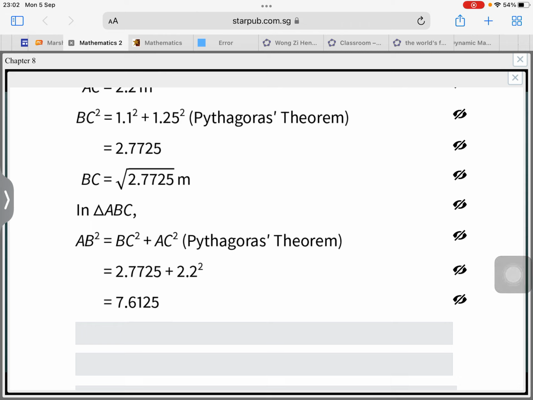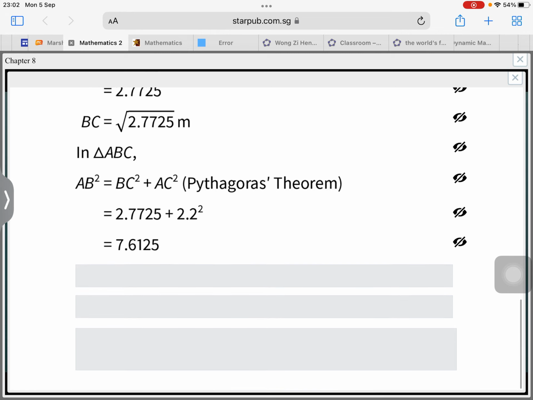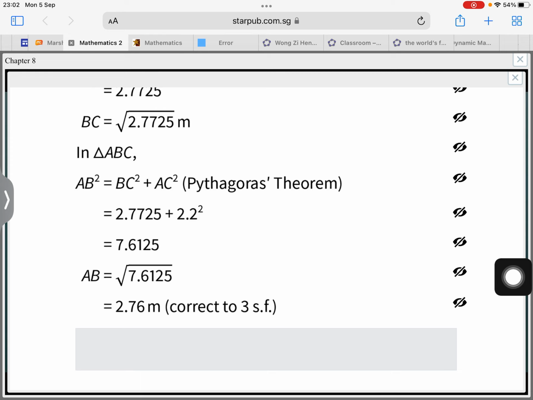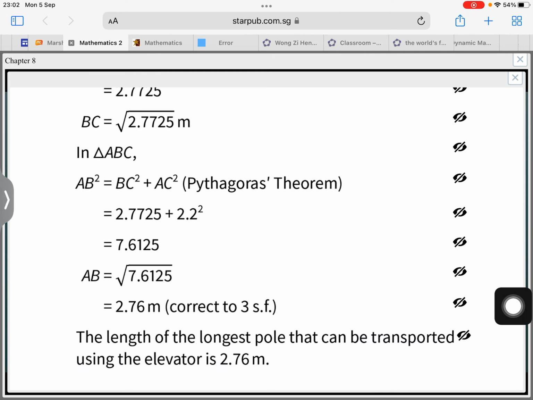Then to find AB, same thing, take square root on both sides. So AB is plus minus square root of 7.6125. After you take square root, remember to reject the negative value. So AB is 2.76 meters, reject negative 2.76. Then write down the statement to draw the conclusion. The length of the longest pole that can be transported will be 2.76 meters.